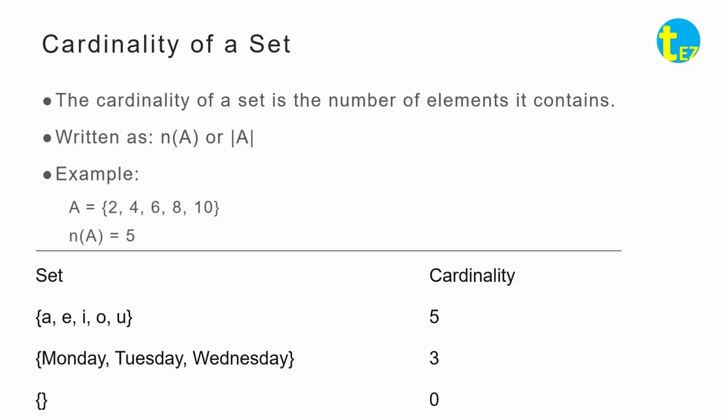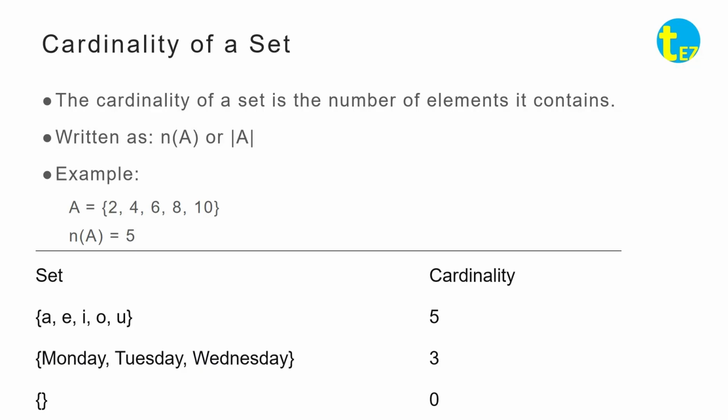Let me give you an example. If I have a set A with elements 2, 4, 6, 8, and 10, how many elements are there? Let's count them: 2, 4, 6, 8, 10. That's 5 elements. So the number of elements of A, n(A), is equal to 5.